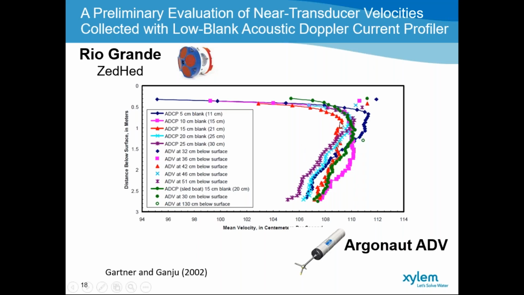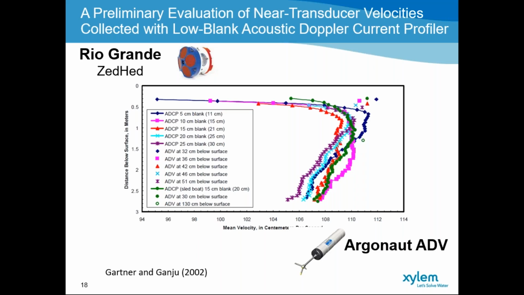So what they did was perform field measurements using a Rio Grande Z-head in the field, and then compare those measurements against an Argonaut ADV at the same region from the instrument itself. Focusing on that 0 to 25 centimeters from the transducer face, that zone was targeted with ADV measurements to verify if those measurements are performed accurately enough.